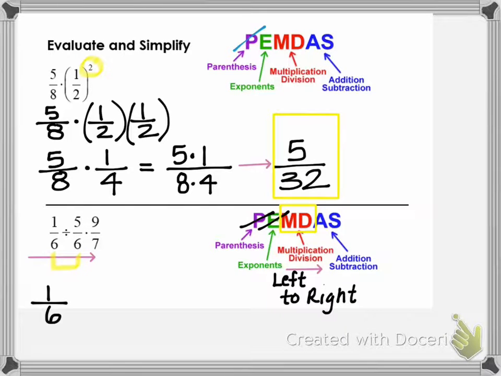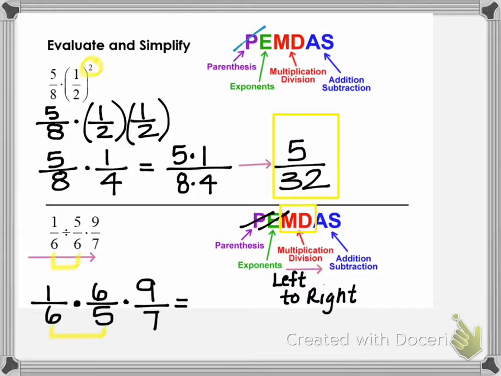Now, when you divide fractions, let me back up. In order to divide 1/6 by 5/6, I keep 1/6 the same. I change the division sign to multiplication, and then I multiply by the reciprocal of the second fraction. So this becomes 1/6 times 6/5 times 9/7. Now I just have all multiplication, so I can really do it in any order that I want to.